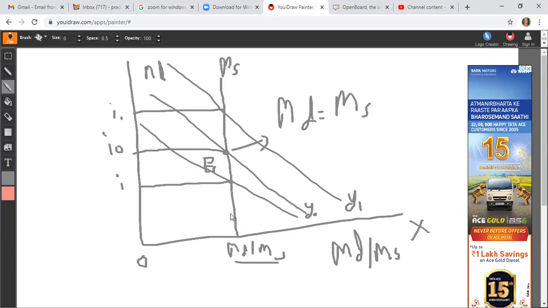to I. So here we have the income Y. So when income declines, the demand for money curve will shift downward, showing a lower equilibrium point where the interest rate will come down. So simply speaking, as income increases, the interest rate also increases. So this is the meaning.